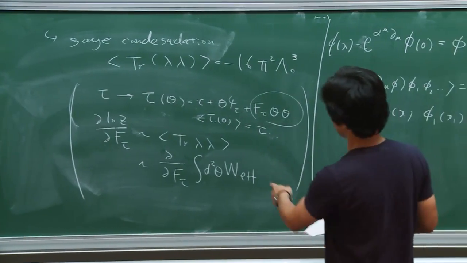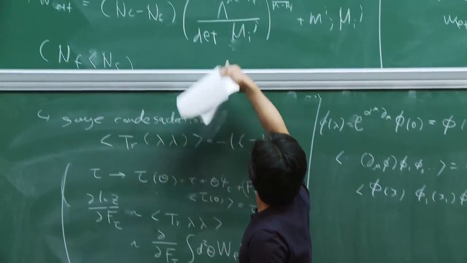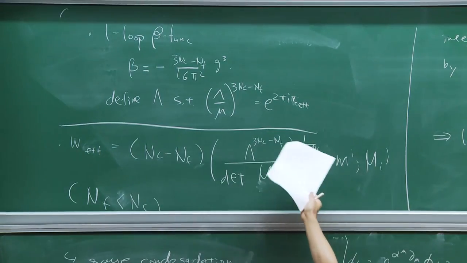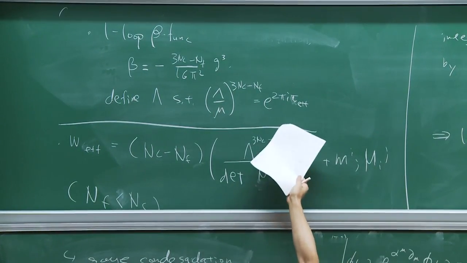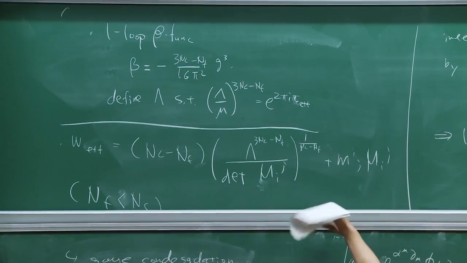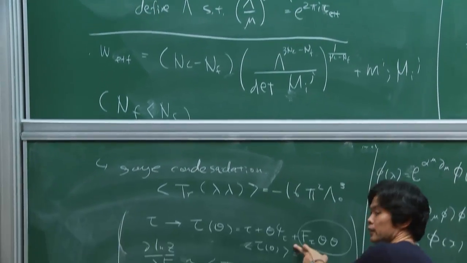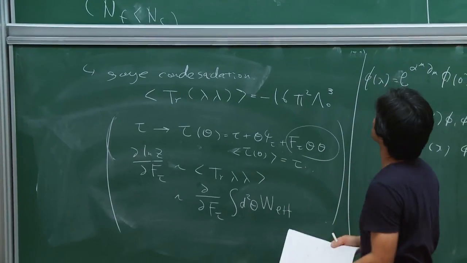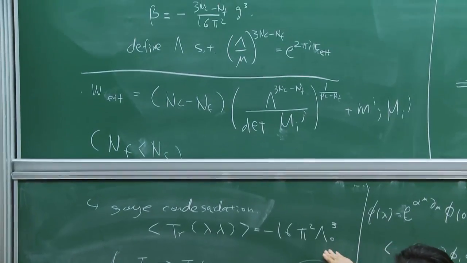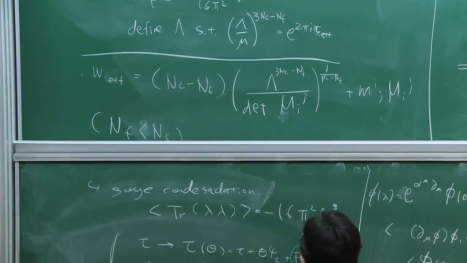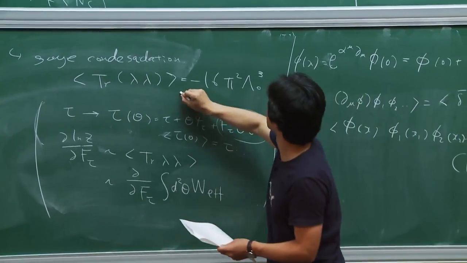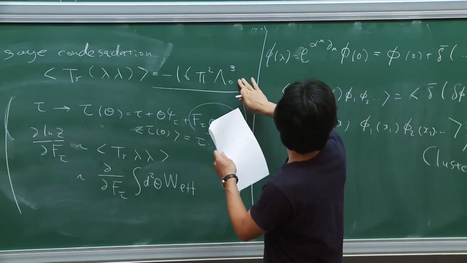Then this Lambda is related to tau by this relation. So log Lambda is proportional to tau. So tau becomes a chiral superfield. Then the derivative with respect to tau gives a derivative with respect to Lambda, and for this case, the derivative of this one gives this one. This is not true. Okay, sorry.